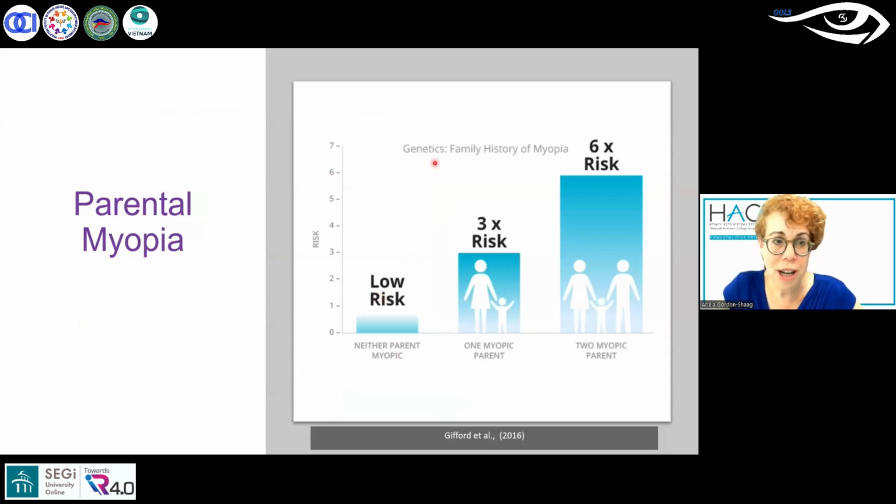This is the genetic risk of myopia. We see a low risk when neither parent is myopic. We see a 6 times higher risk when both parents are myopic, and a 3 times higher risk when one parent is myopic. But again, genetics haven't really changed in the past 20 years.